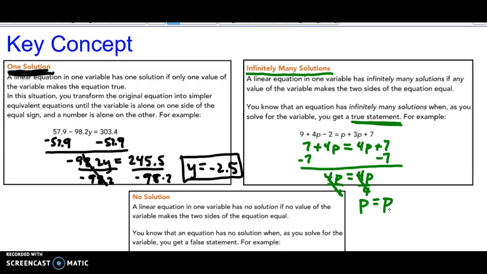This is a true statement, and this is always the kind of statement you're going to get when you have infinitely many solutions. So some other examples could be if you simplified the equation and got 7 equals 7, or 10 equals 10, or r equals r. Anytime you get a true statement like one of these, it means you have infinitely many solutions.